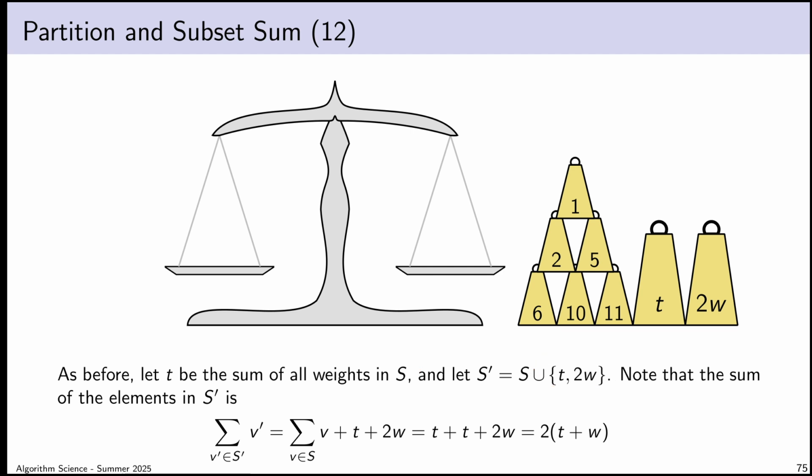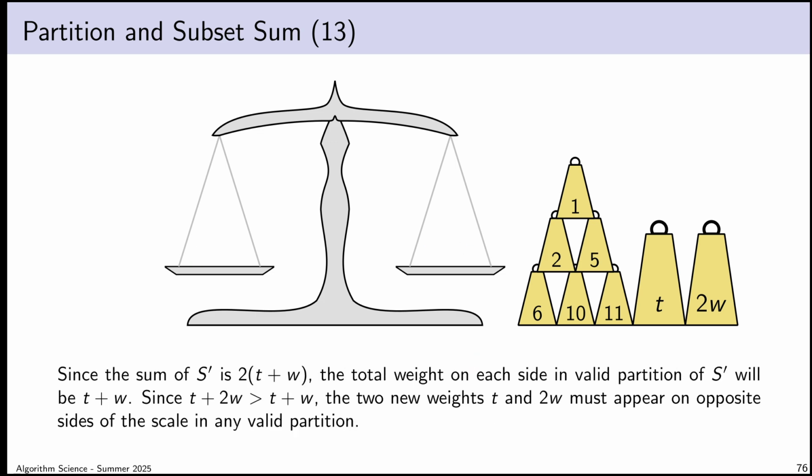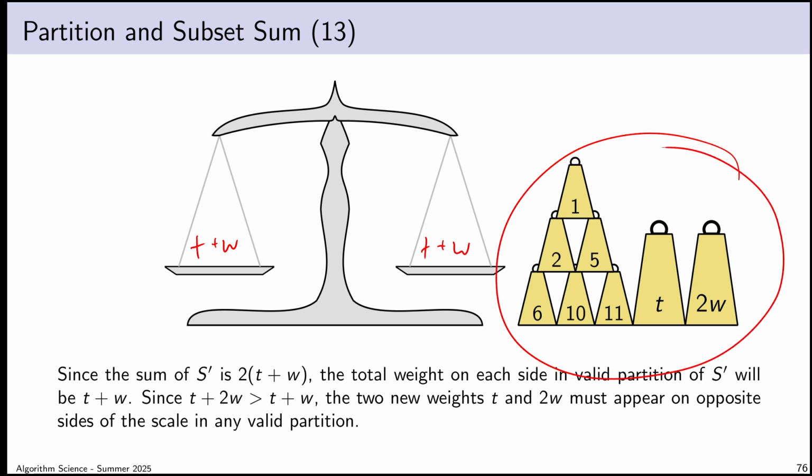Now note that if I add up everything in S prime, the sum works out to be 2 times T plus W, which means if there is a valid partition of S prime, it'll result in there being T plus W units of weight on each side of the scale. Okay, so what that's actually telling us, though, is that if I have T plus W units of weight on each side of the scale, then if I'm looking at a valid partition of this whole thing, there is no way that my two new weights would ever be on the same side.